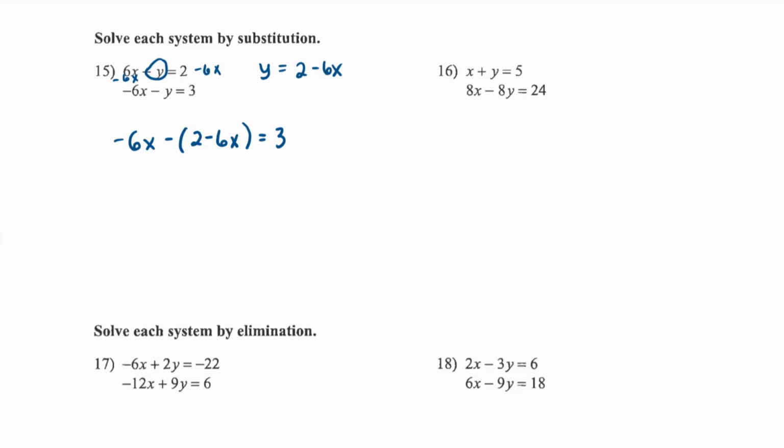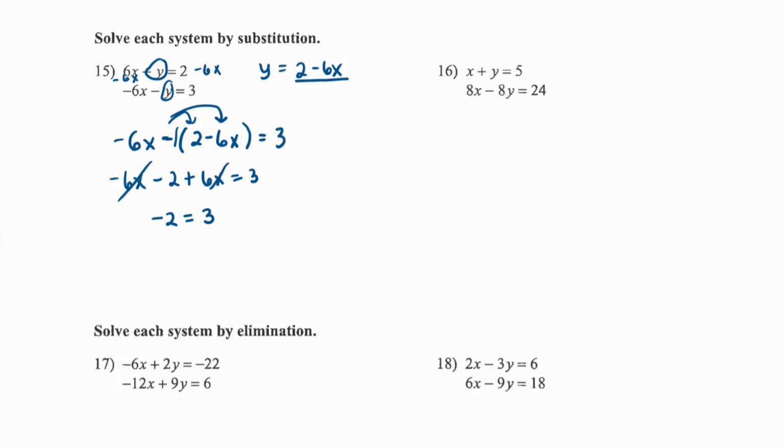What I've done, as I was on a soapbox a second ago, is I've said if y equals 2 minus 6x, then this y also has to equal 2 minus 6x. So I'm going to put 2 minus 6x right here and rewrite the second equation. If it helps you to think of this as a -1, then please do. We're going to distribute to this parentheses, so -6x minus 2 plus 6x equals 3. We're going to do -6x plus 6x, which actually cancels and gives us -2 equals 3.